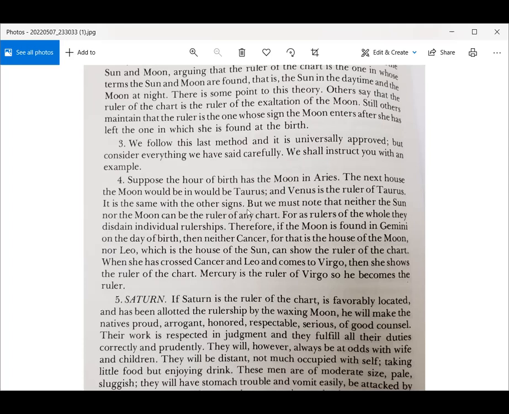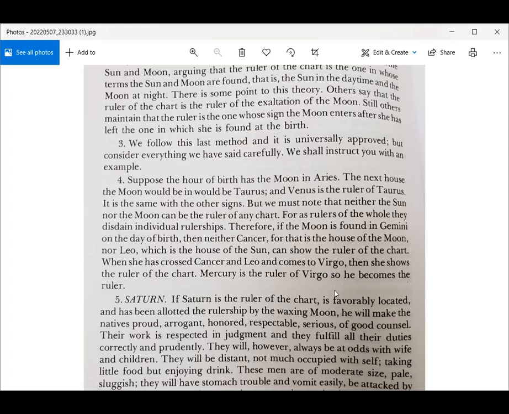He said it's the same with the other signs, but we must note that neither the sun nor the moon can be the ruler of any chart. For as rulers of the whole, they disdain individual rulerships. Therefore, if the moon is found in Gemini on the day of birth, then neither Cancer, which is the house of the moon, nor Leo, which is the house of the sun, can show the ruler of the chart. When she has crossed Cancer and Leo and comes to Virgo, then she shows the ruler of the chart. Mercury is the ruler of Virgo, so it becomes the ruler.